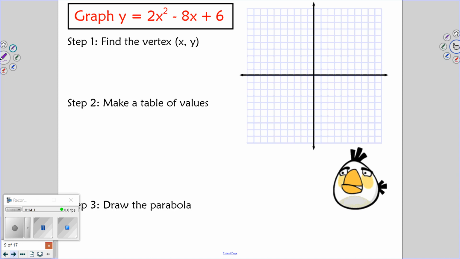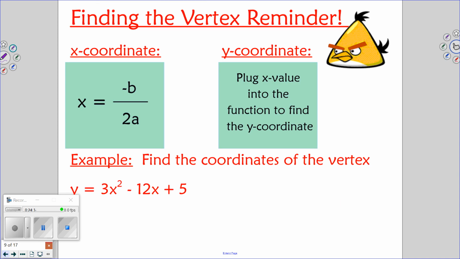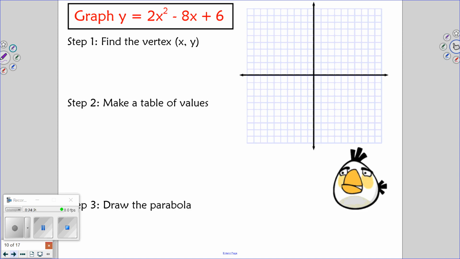So again, finding the vertex, you do -b over 2a, and then plug that back in to find the y part. We're not going to do that part here, so let's just go on to graphing this one. I want you to graph y equals 2x squared minus 8x plus 6. Right away, do I know if this is going to open up or open down? It's going to open up, because my a value is positive.